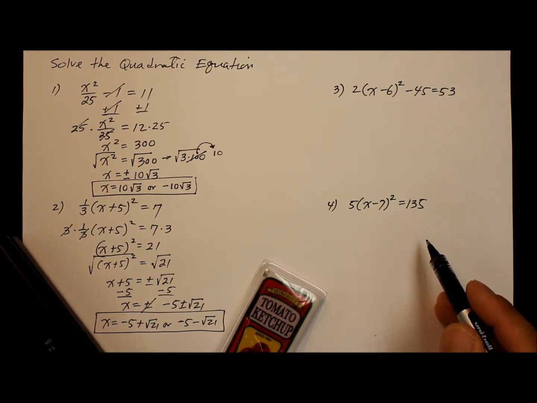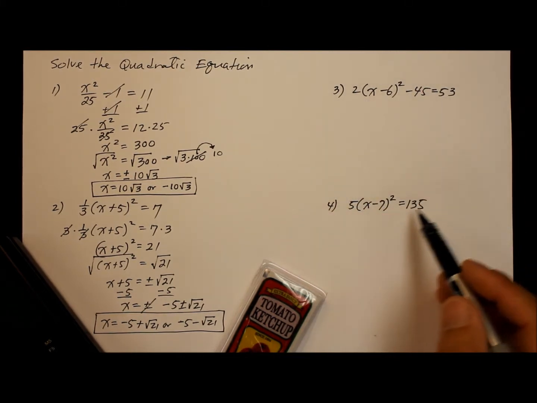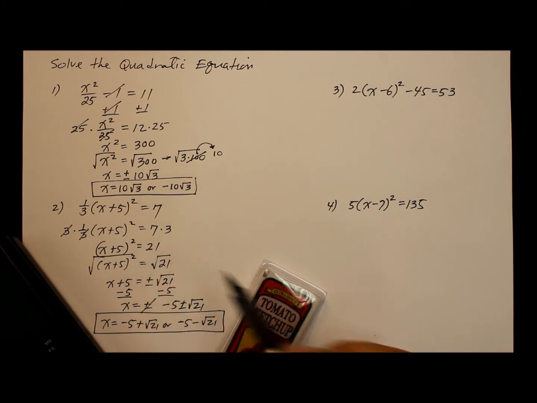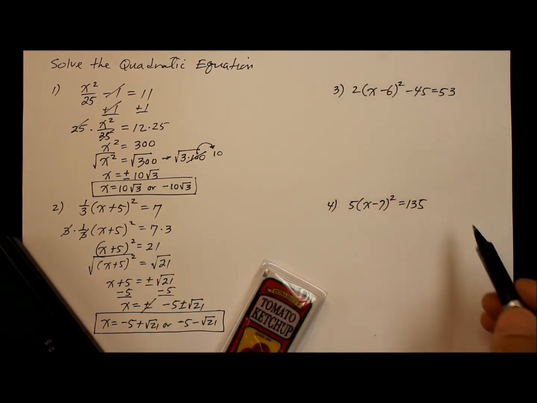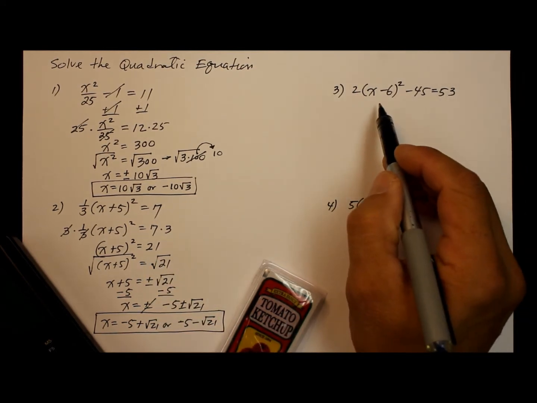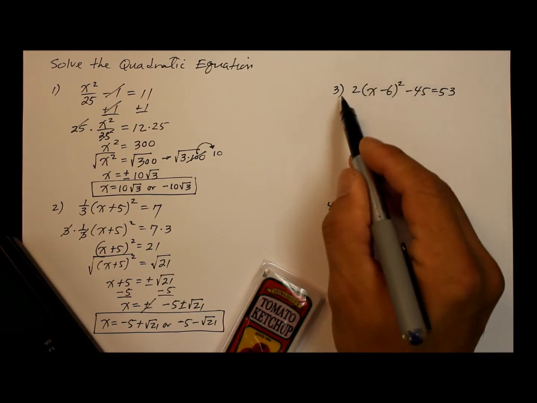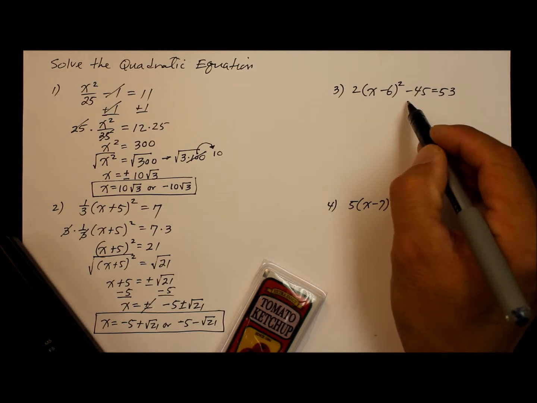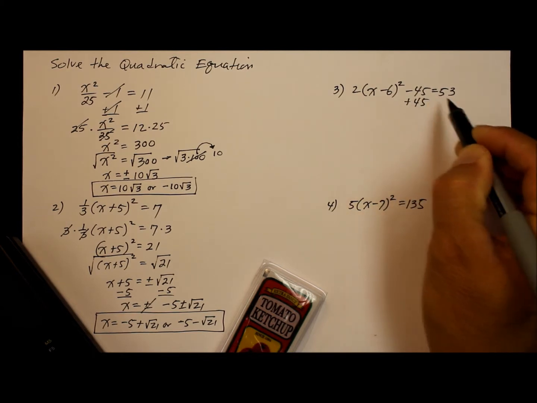Okay, now number 3 and 4, they look quite cluttered, but they do resemble something like number 2, and the idea is the same. So number 3, let's do that first, okay? Let's go ahead and isolate this first term over here, this whole expression, by getting rid of the negative 45. To do that, we're going to add 45 to both sides of the equation.